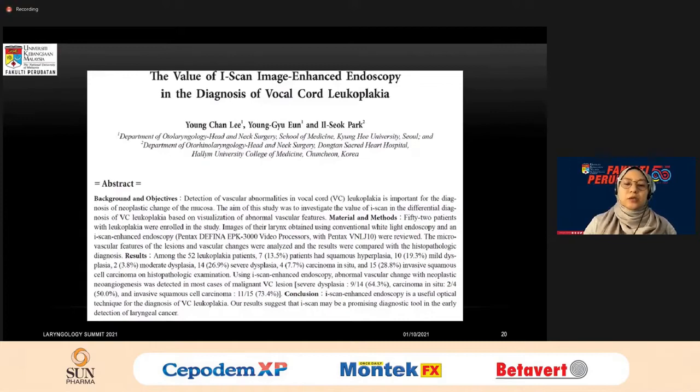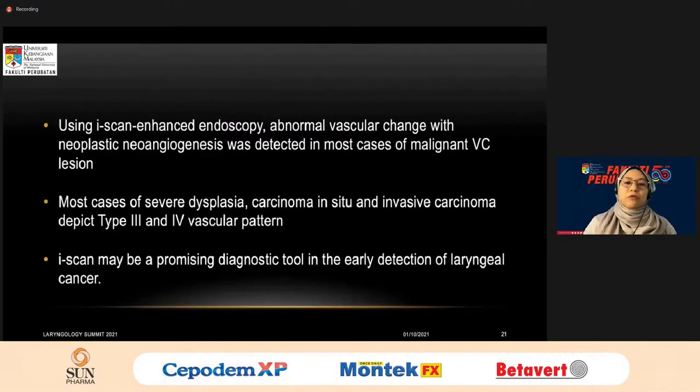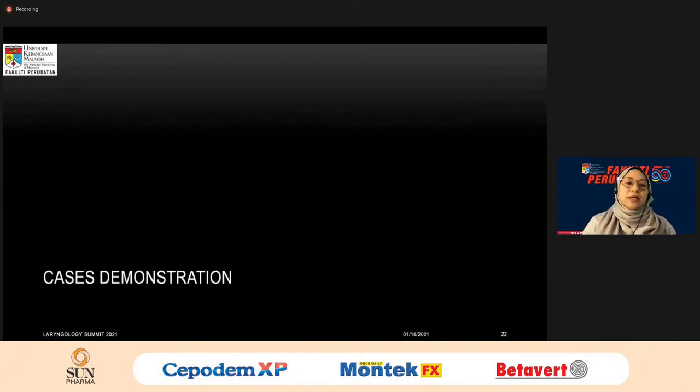And in this study, looking at the value of I-scan in diagnosing vocal cord leukoplakia with histopathology, in 52 patients who presented with vocal fold white patches or leukoplakia, the study has shown that most cases of severe dysplasia, carcinoma in situ, and invasive carcinoma depict type 3 and type 4 vessels. So therefore, it may be a promising diagnostic tool in detecting laryngeal cancer.